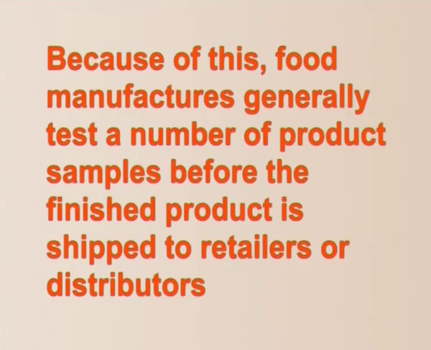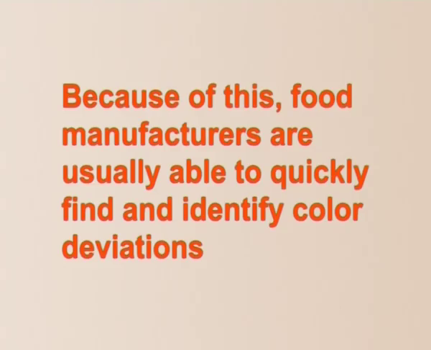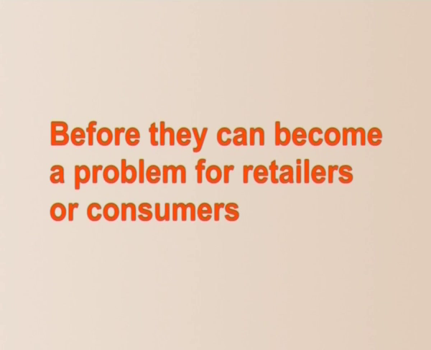Because of this, food manufacturers generally test a number of product samples before the finished product is shipped to retailers or distributors. Regardless of the color being used in food, any federally approved dye will have known quantifiable values. Because of this, food manufacturers are usually able to quickly find and identify color deviations before they can become a problem for retailers or consumers.